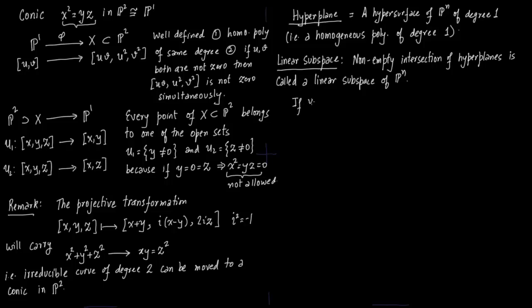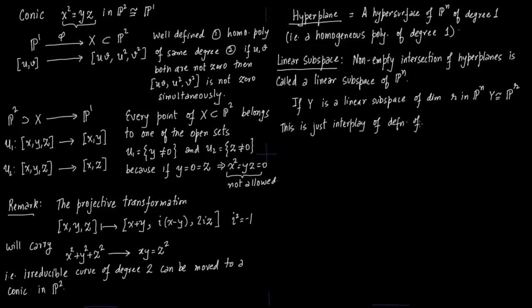So the result we want to prove is that if Y is a linear subspace of dimension r in Pn, then Y is isomorphic to Pr. So there is not much in this, it is just the interplay of the definition of hyperplane. So we will prove this just by writing two equivalent definitions of hyperplane and just playing with it.